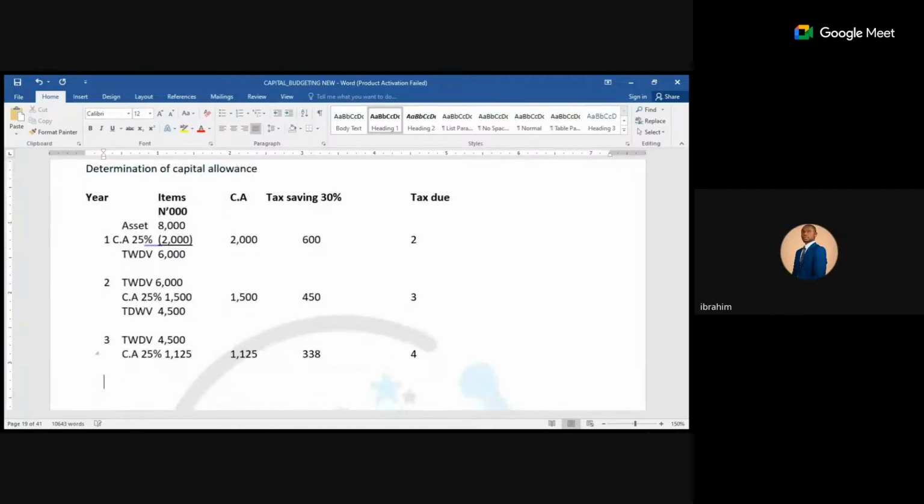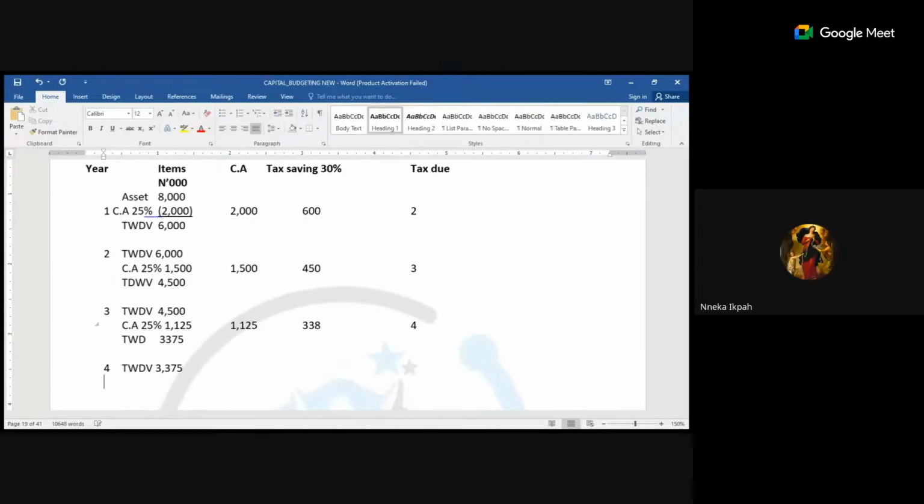Year 4. Don't forget that they dispose of the asset at the end of the project, at the end of the year. And the asset is to last for 4 years. The project is for 4 years. What is the tax written down value here? 3,375. So that will be the tax written down value brought forward, 3,375.